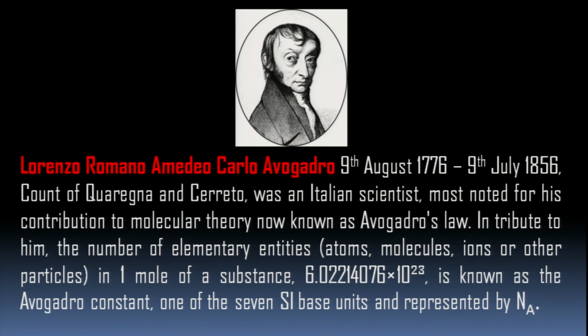In tribute to him, the number of elementary entities, meaning the number of particles like atoms, molecules, ions and all other particles in 1 mole of a substance, that is 6.022140076 into 10 to the power 23, is known as the Avogadro constant, one of the 7 SI base units, represented by capital N with a subscript A.